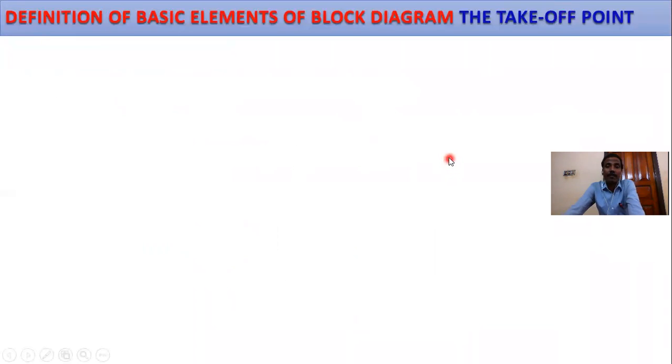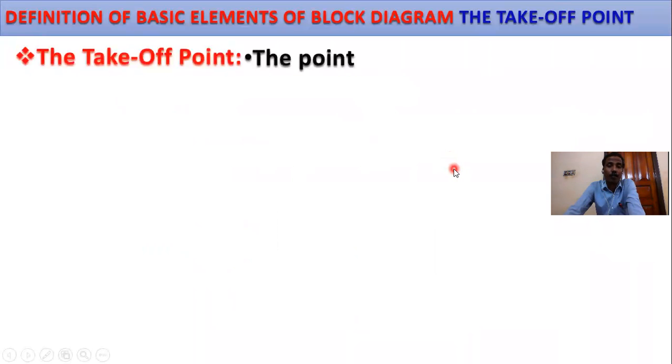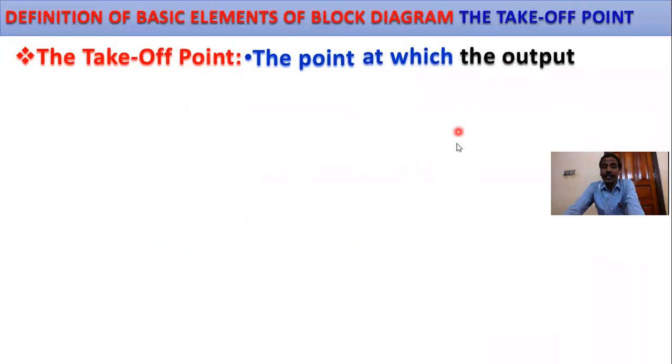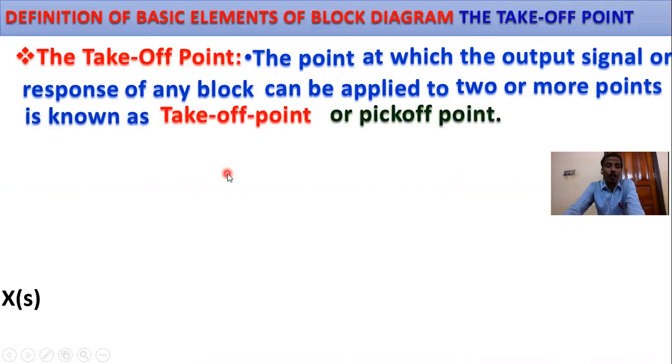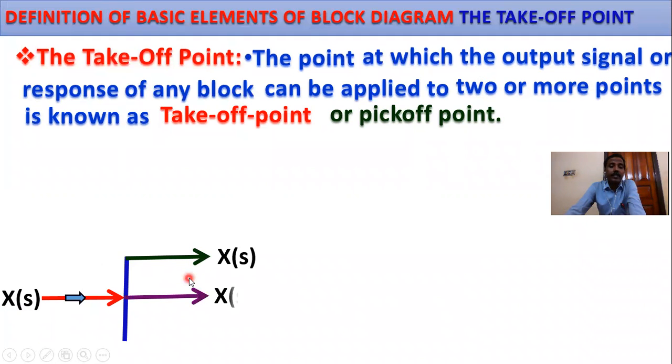Then definition of the basic elements of the block diagram, the takeoff point. What is the takeoff point? The point at which the output signal or response of any block can be applied to two or more points is known as takeoff point or pickoff point. Suppose this is the X of S input signal, and this signal direction is forward, and another signal is X of S, and again a third X of S. So this point is called takeoff point.